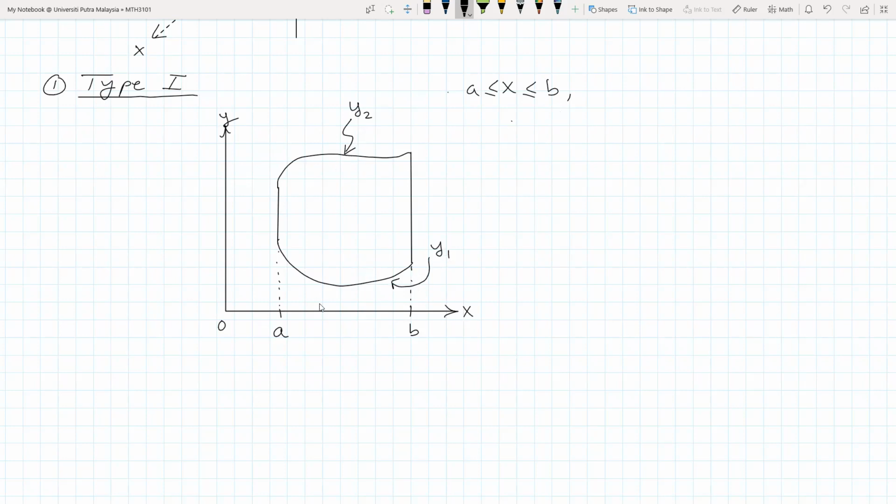So it is bounded by some equation. Y is bounded by Y2 on the top and Y1 at the bottom. The region placed here is between X and Y. This is the set, so D is this. This is region D.